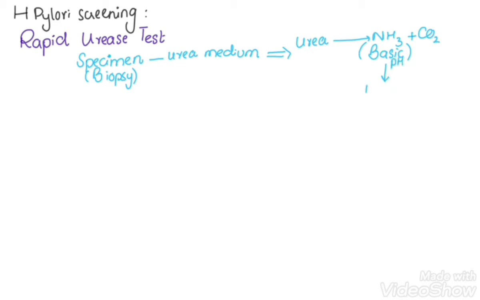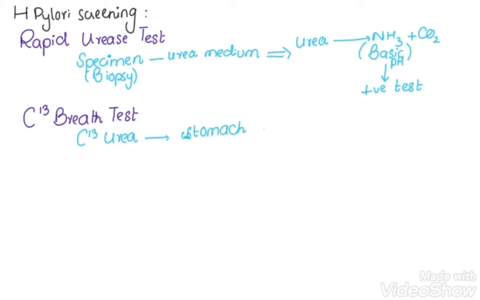In the C13 urea breath test, we take urea that has the C13 isotope of carbon. The patient is given this urea. If his gastric mucosa has H. pylori and so its urease enzyme, only then it will break this urea and will form ammonia and C13 labeled carbon dioxide. This will be absorbed into blood and exhaled out and detected, and so the test is positive.